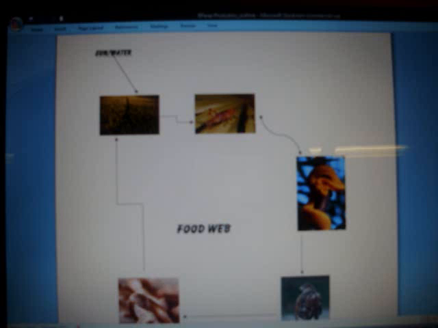Decomposers, or saprotrophs, are a vital part of the food web. They break down the organic compounds in dead remains and release their raw materials, such as carbon dioxide, back into the environment. Examples are fungi and bacteria.